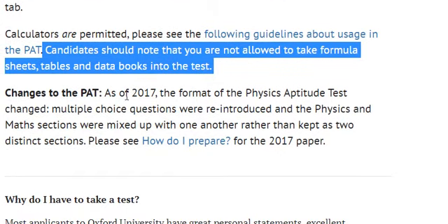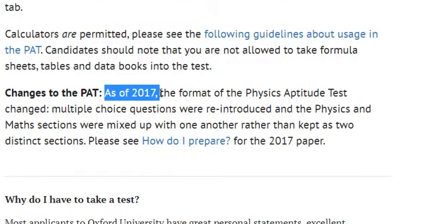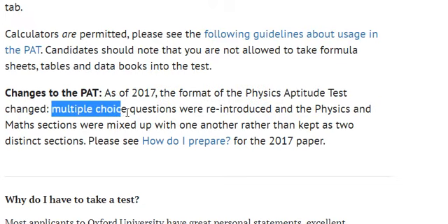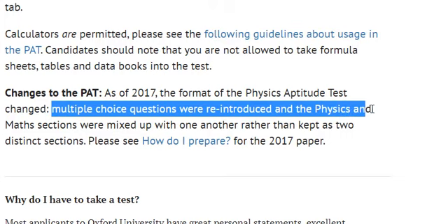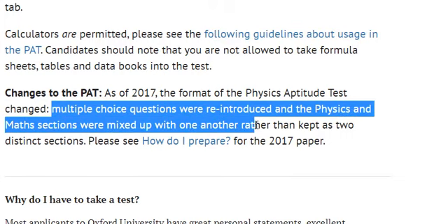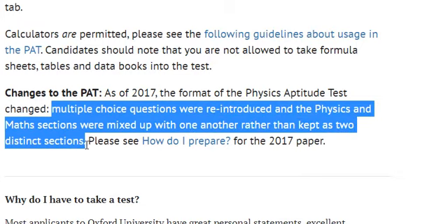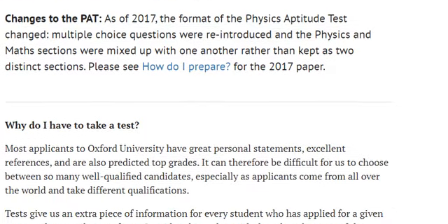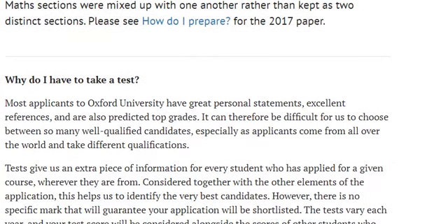As for the change to the PAT, as of 2017 the format of the Physics Aptitude Test changed. The multiple choice questions were reintroduced, and the physics and maths sections are mixed up with one another rather than kept as two distinct sections. So they will be mixed together in the test. You may have one question from maths, and later one question from physics. Two physics questions may appear first, or maths.